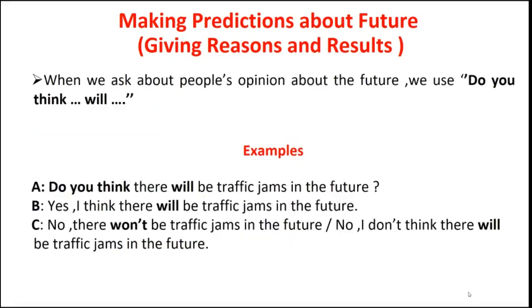When we ask about people's opinion about the future, we use do you think and will. Let's look at the examples. A. Do you think there will be traffic jams in the future? B. Yes, I think there will be traffic jams in the future. C. No, there won't be traffic jams in the future. Or no, I don't think there will be traffic jams in the future.